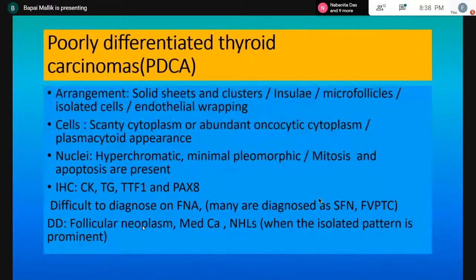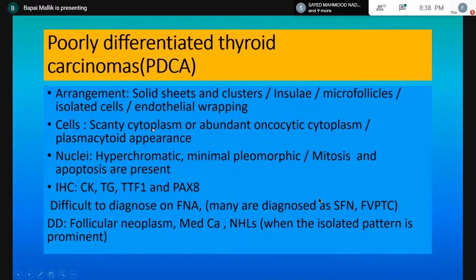Next, poorly differentiated thyroid cancers. We are off medullary thyroid carcinomas. Cells are arranged in solid sheets and clusters, insulae, microfollicles, and isolated cells. Endothelial wrapping, if you are able to pick up, is very helpful.